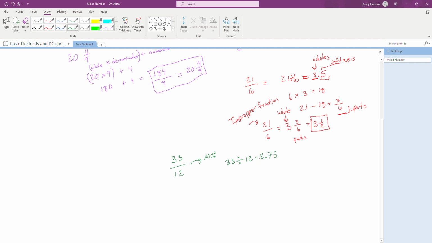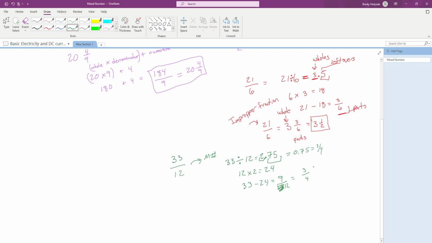So that means this is my wholes. So 12 times 2 is equal to 24. And then I take my 33 minus that 24 to tell me how many parts I'm leaving behind. And 33 minus 24 is equal to 9. So I have 9 twelfths left over. That is then going to reduce down to 3/4, which is also 0.75. 0.75 is equal to 3/4.